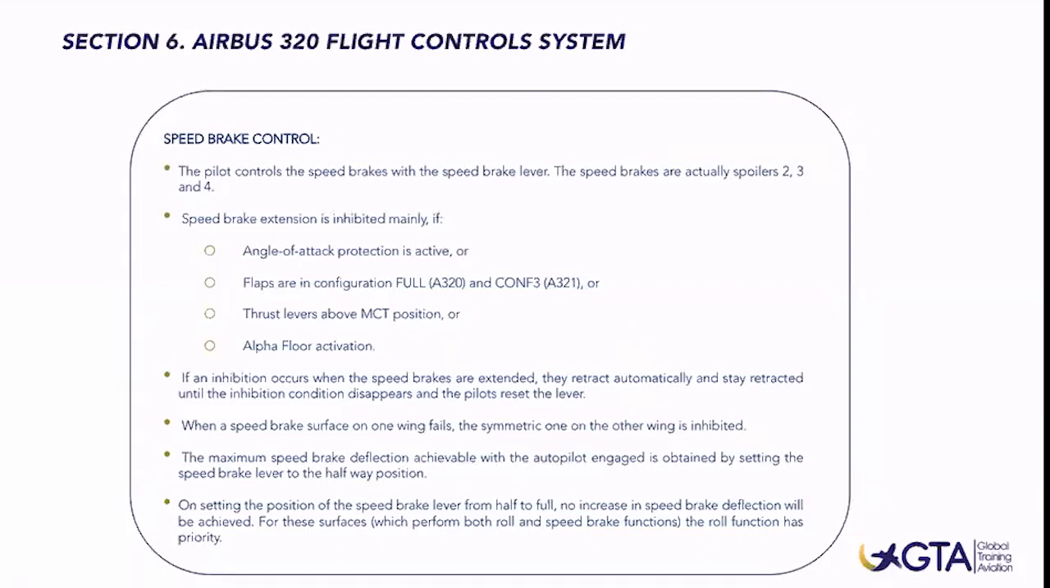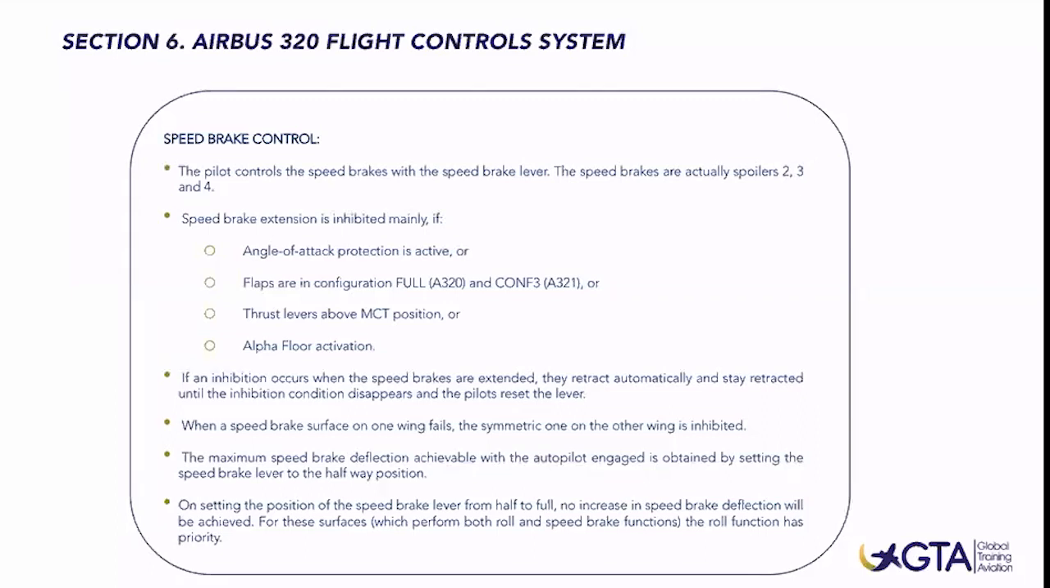Well, what about speed control? This is quite interesting. The pilot controls the speed brakes with a speed brake lever. As I mentioned on the previous slide, we will use for speed brakes the 3 center spoilers, 2, 3, and 4. The speed brake extension is inhibited mainly if the angle of attack protection is active. We'll talk about this protection. It is also inhibited when the flaps are in configuration full for the A320 and config 3, flaps 3 for A321, or when the thrust levers are above maximum continuous thrust position, MCT, or when the alpha floor protection is activated.